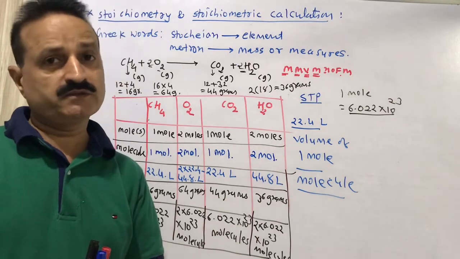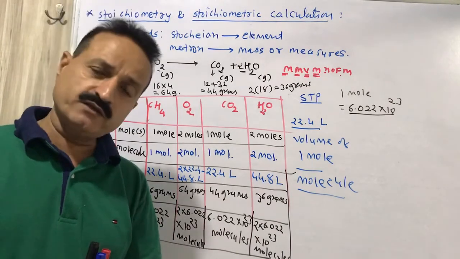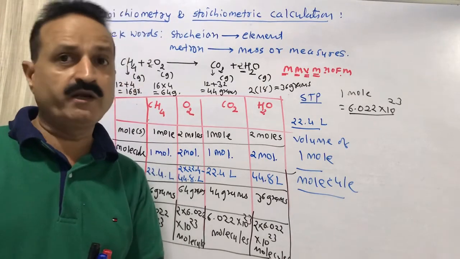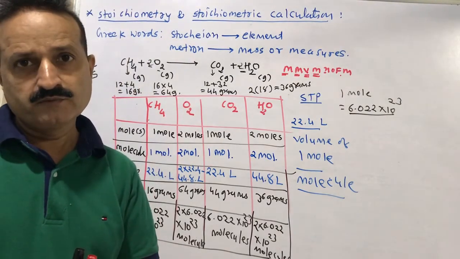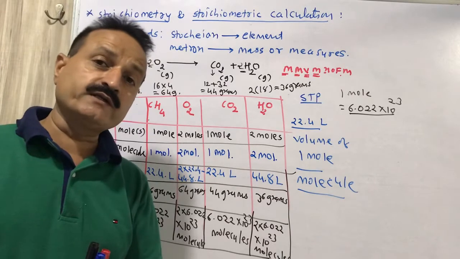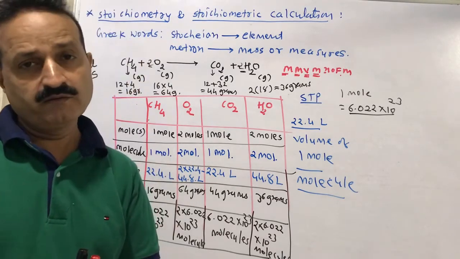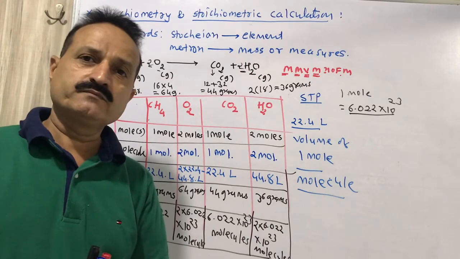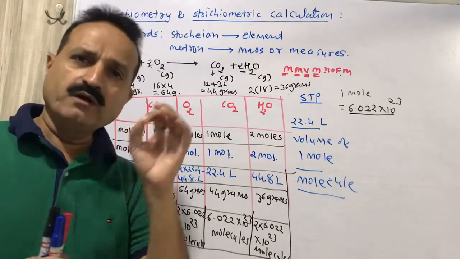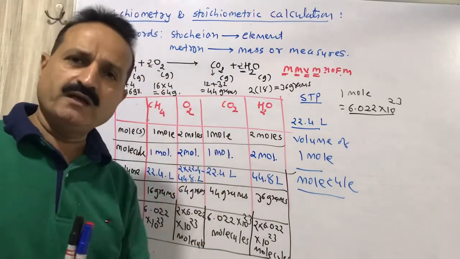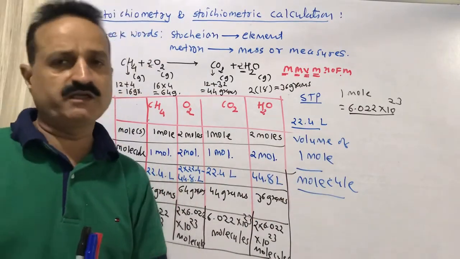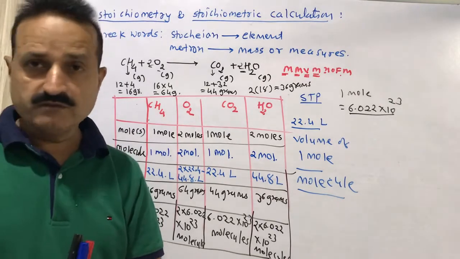22.4 liters methane will react with 44.8 liters dioxygen, giving product 22.4 liters carbon dioxide and 44.8 liters water. Same, follow this table and explain everything. Very simple, very easy. Now it is clear.